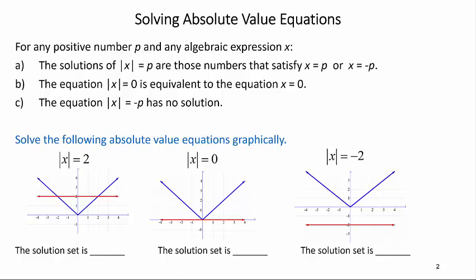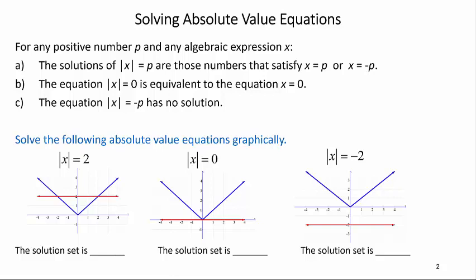With that statement, I want to go down to the bottom of the slide where it says solve the following absolute value equations graphically. The first one that we encounter is the absolute value of x is equal to 2. I want to take a look at this graphically, even though we're going to concentrate on solving things algebraically, because I just want to show you why there are two solutions here. It's saying x is equal to p or x is equal to negative p.